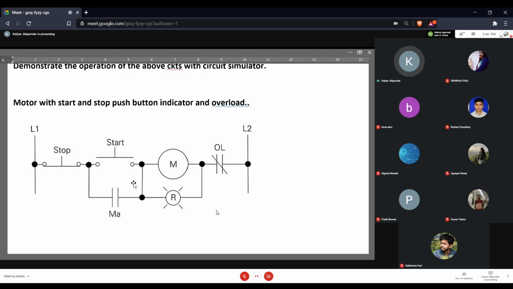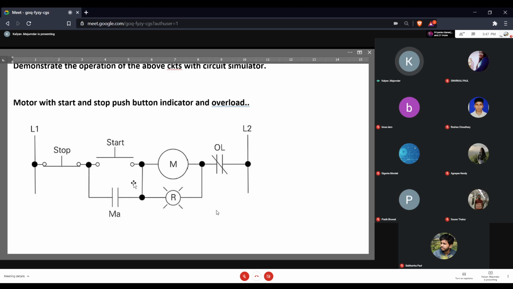Now, one question, why am I using push buttons for start and stop? I could simply put one latch switch or a simple toggle switch. One state of the switch, the circuit is closed and the motor operates. Other state of the switch, the circuit breaks and the motor is off. Why do I have this kind of an arrangement where both are push buttons? The stop is a push button and the start is a push button.